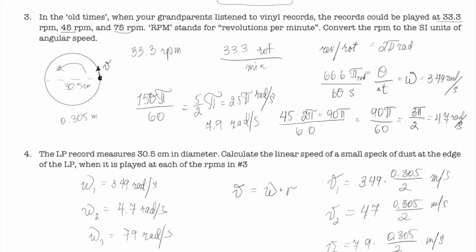That is how fast that speck of dust at the edge of your long play is moving through the space. It's moving in a circle, and that just shows you how much of a length of that circle it covers every second. So that finished our first day on this unit 4, where we talk about circular motion and rotations.